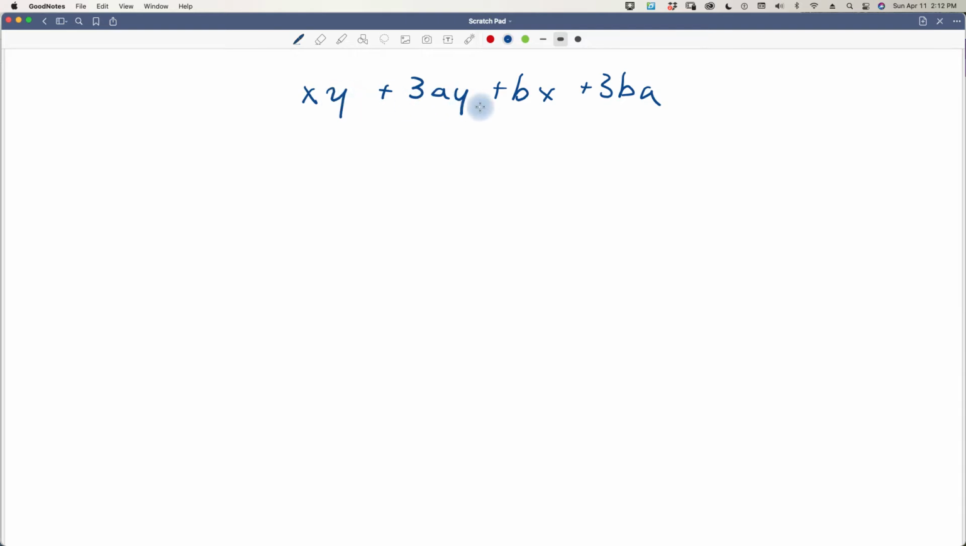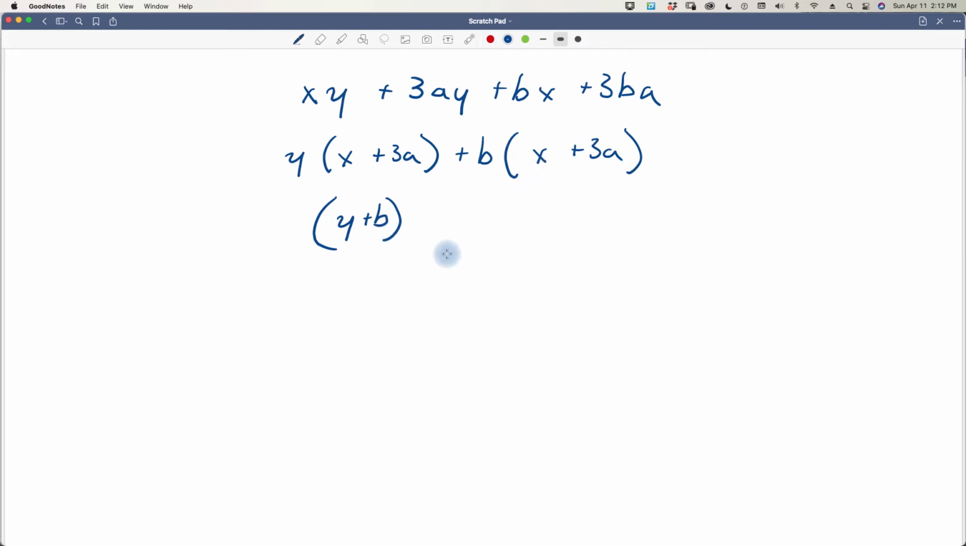So let's start with the first pair of terms. We can pull a y out of these, and we end up with x plus 3a, right? Now in this pair of terms, b is common to both of them. We can pull b out, and we are left with x plus 3a. Well, look at that. We have x plus 3a and x plus 3a. So now we can take this y plus b and put them together, because they are both times x plus 3a, and just make them times x plus 3a. And that is how we would factor this group of terms.